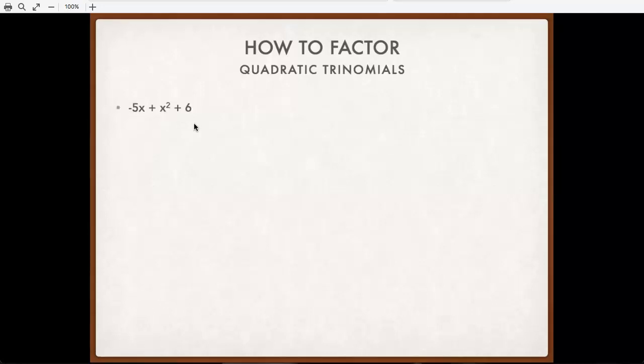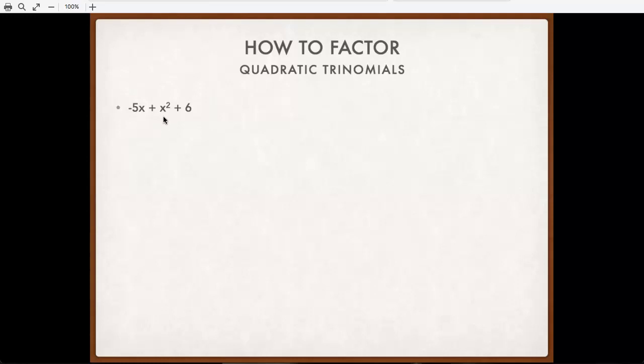Let's do another example. Negative 5x plus x squared plus 6. Now with this one, before you start trying to factor this, you need to make sure it's in the proper format. Notice we've got negative 5x plus x squared plus 6. We always want to write our polynomials in descending order of the variable. It doesn't change the value of them, but it is going to affect how we work with them.